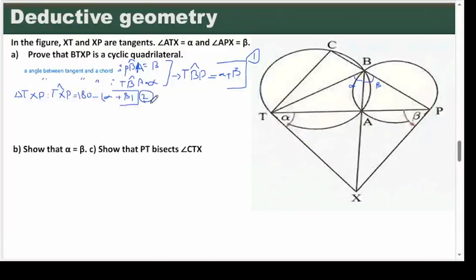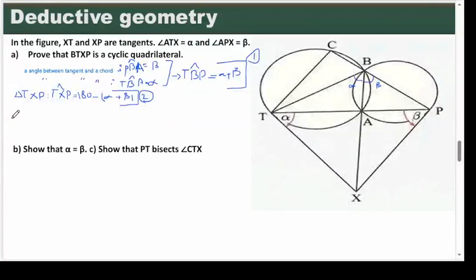Now I use the rule that says for any quadrilateral, if two opposite angles add up to 180 or they are supplementary to each other, I say this quadrilateral is a cyclic quadrilateral. So I add up these angles together to see whether there will be 180 or not.